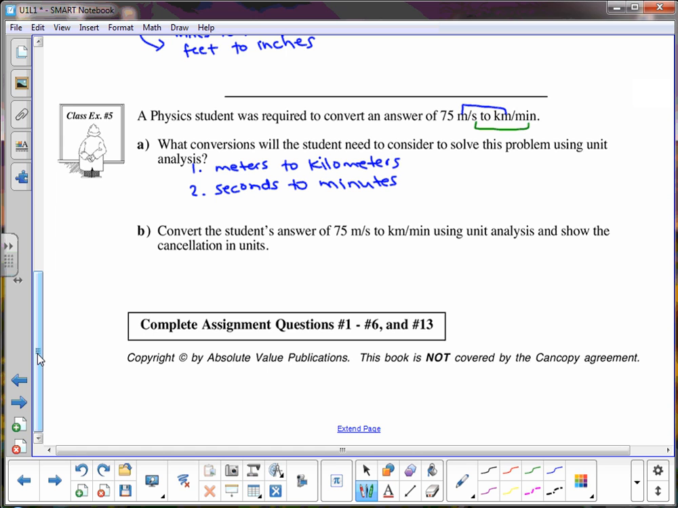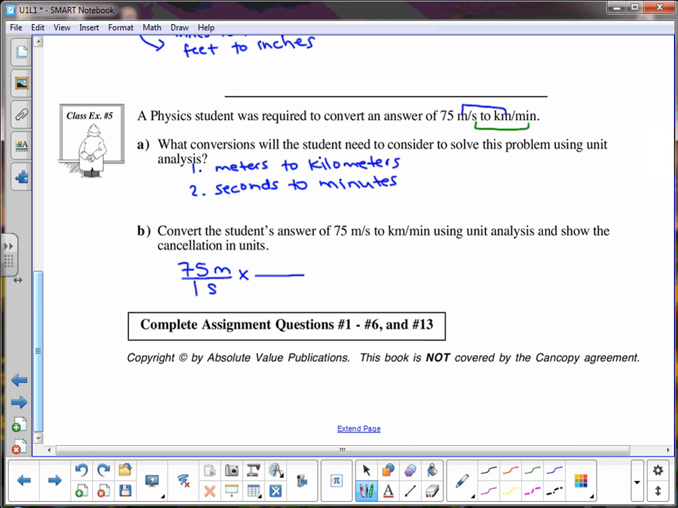Convert the student's answer using unit analysis. So let's write this out. So 75 meters per second. So instead of writing 75 meters per second, I'm going to write 75 meters over 1 second. So that's 75 meters for every 1 second. It's the same thing. So now we have a nice ratio. So it doesn't matter which one we convert. We can do the meters to kilometers or seconds to minutes. Let's follow the same order that we wrote above, meters to kilometers.